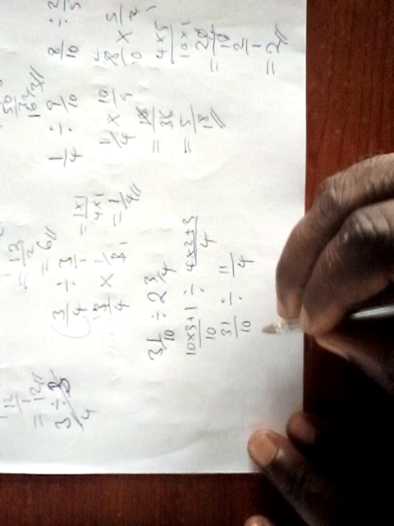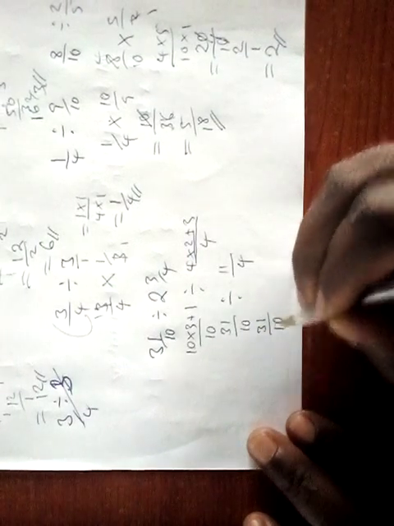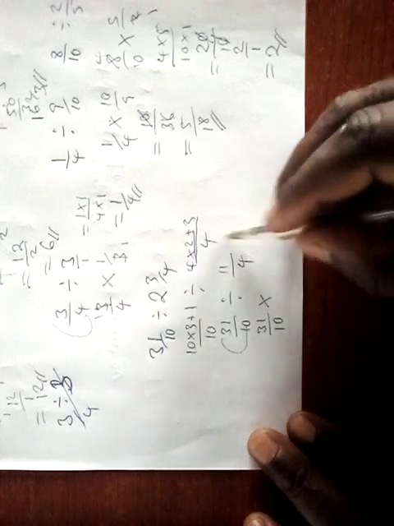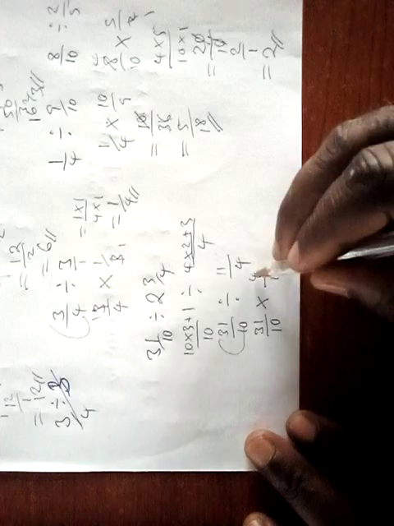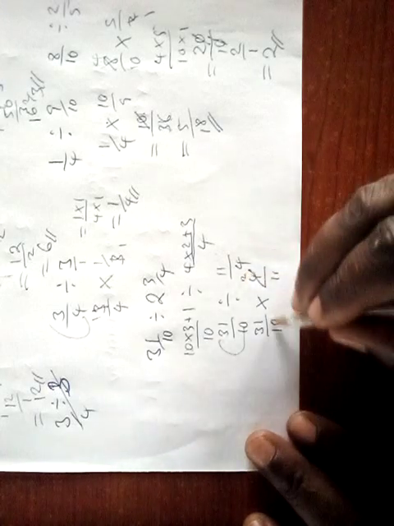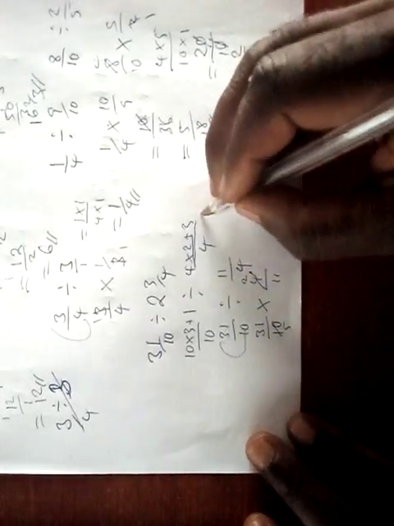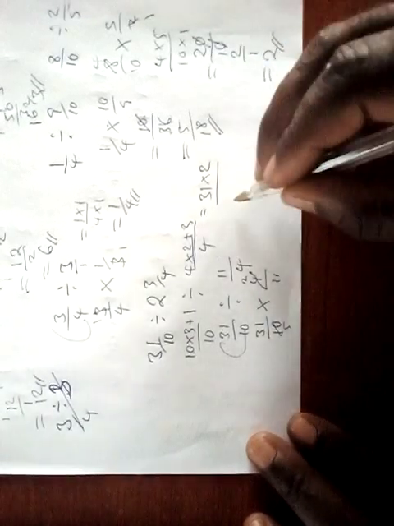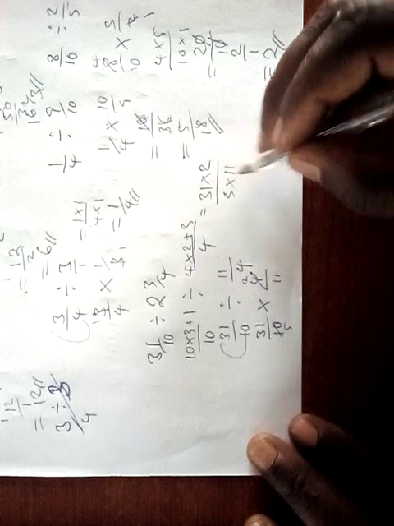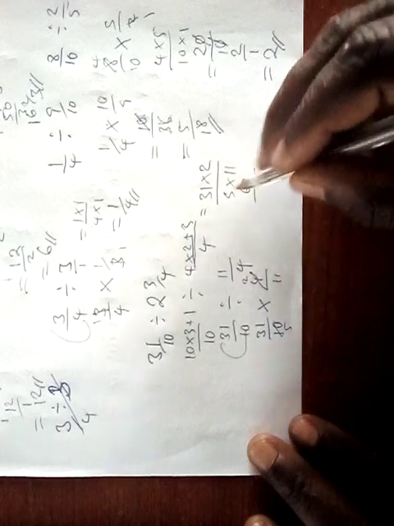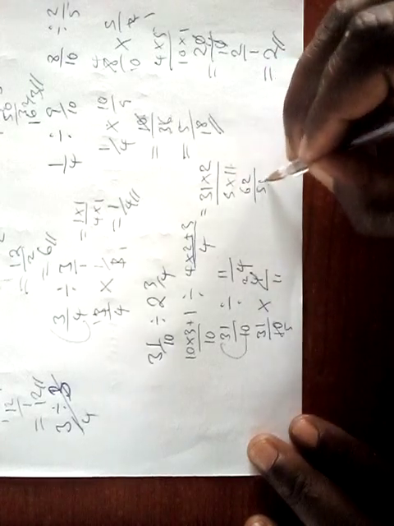So now you can say 31. You maintain the first fraction the way it is. You introduce multiplication and this changes. So 4 will go there, 11 there. So in this case, 2 there, 2 there, that is 5. So we have finally 31 times 2 over 5 times 11. So in this case, this is 62 over 55.